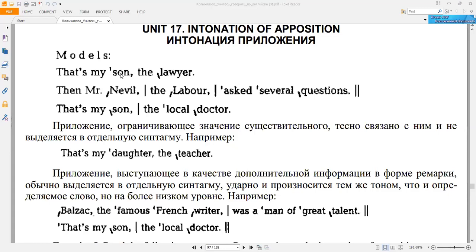So it means the first example, yeah? So apposition, which limits the meaning of the noun and is closely connected with it, doesn't make any separate intonation group. Syntagm. For example, that's my daughter, the teacher. That's my daughter, the teacher.